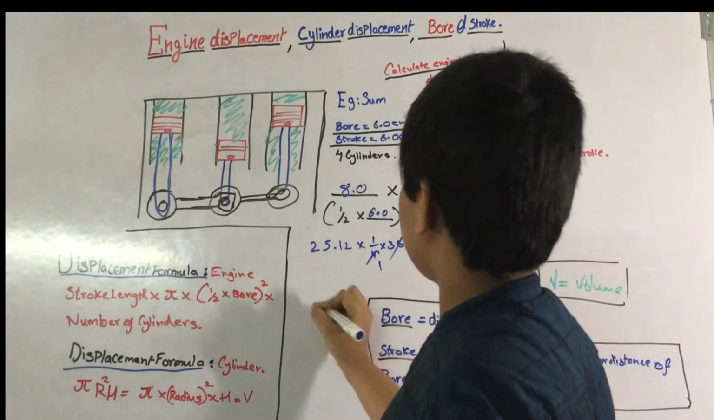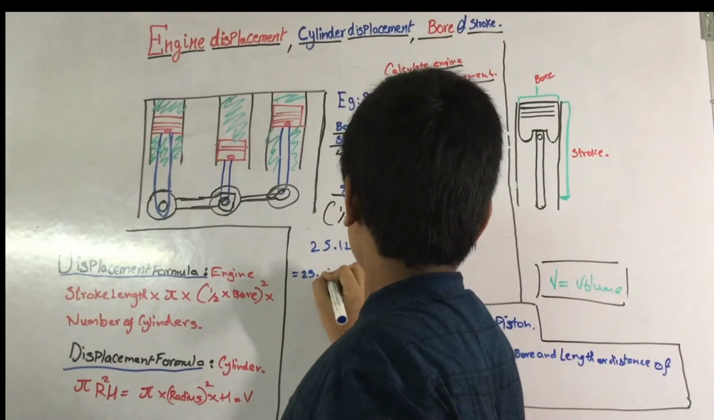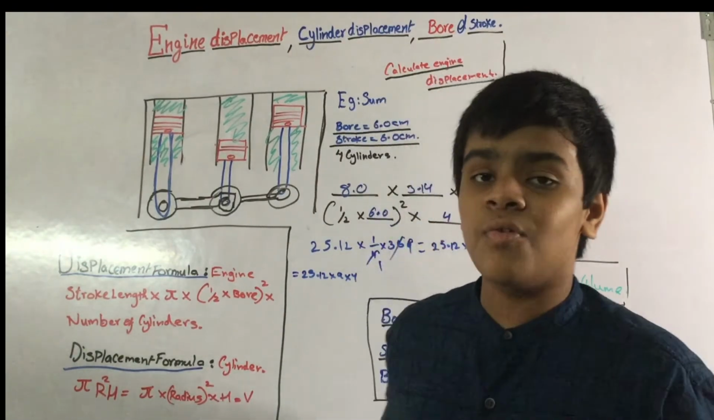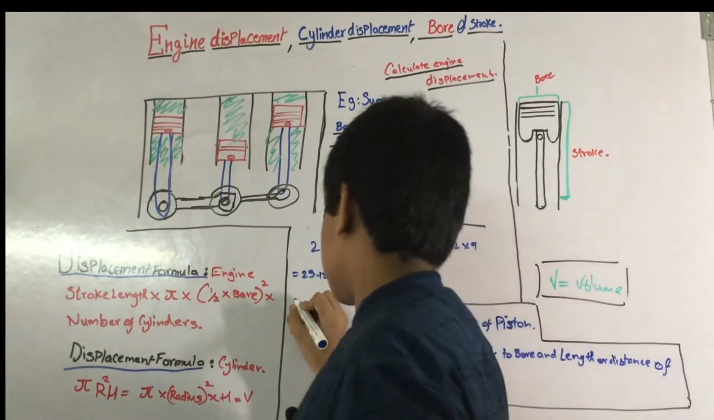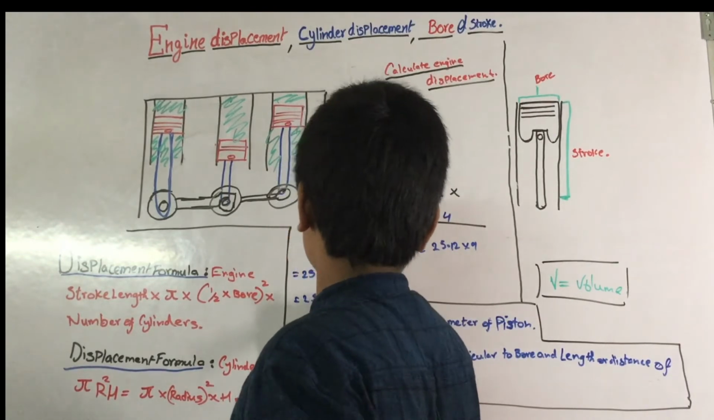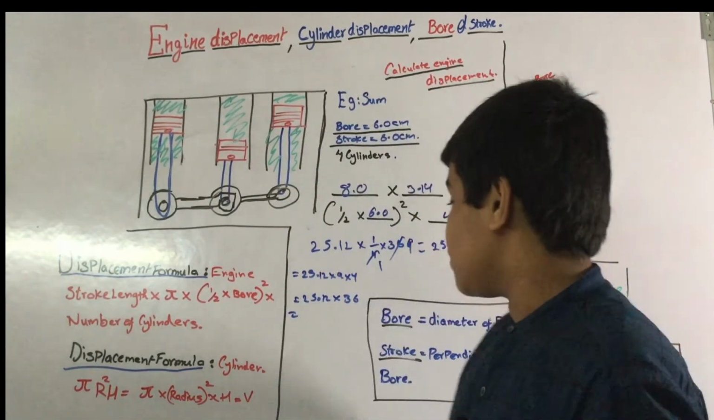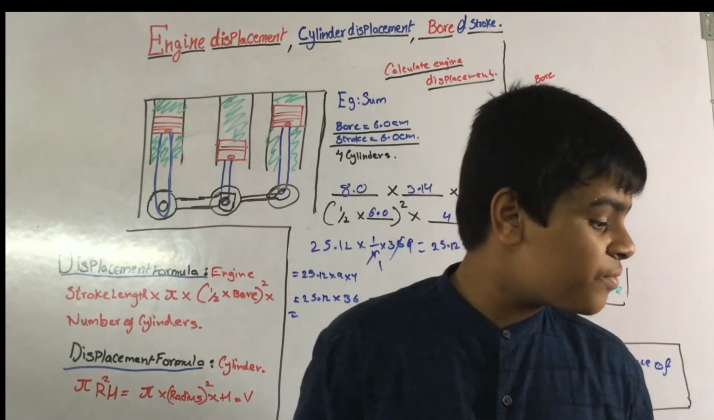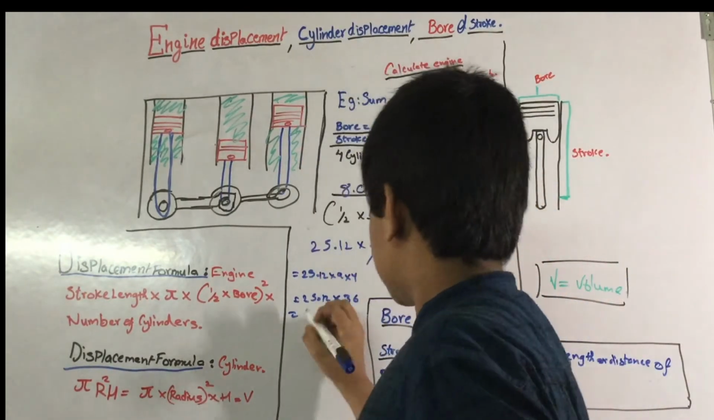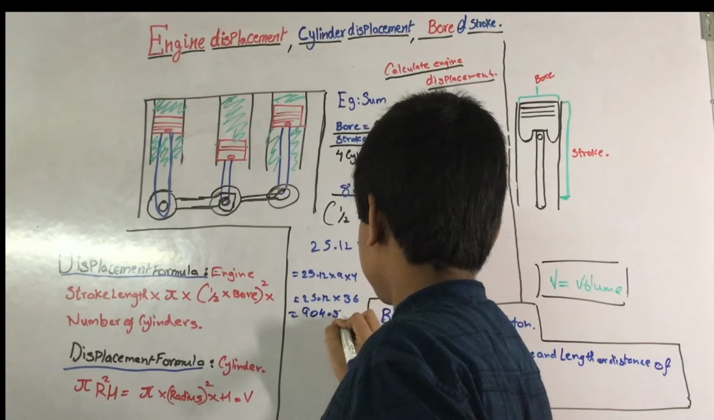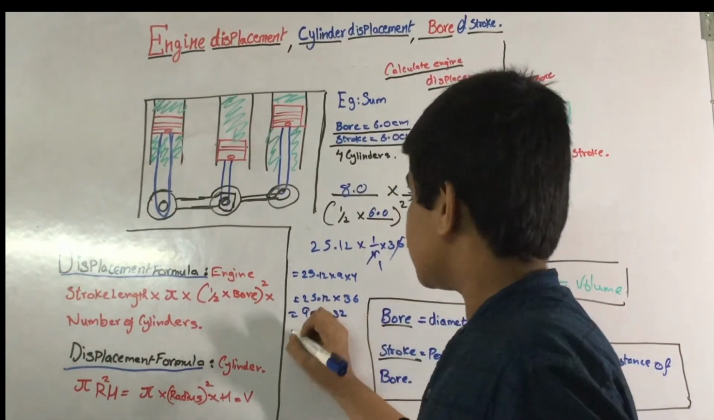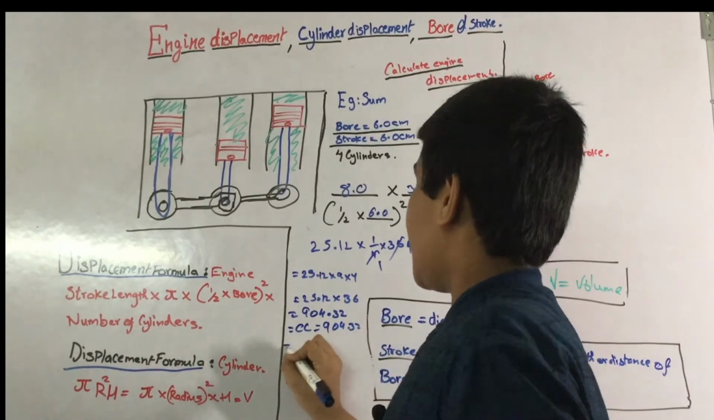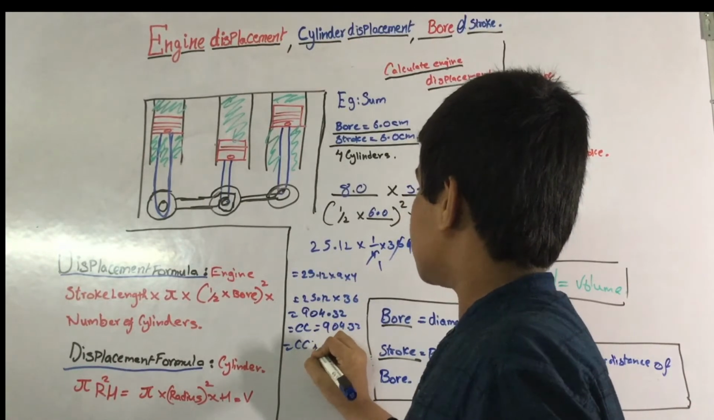25.12 into 9. I'll just write over here once again. So it is equal to 25.12 into 9. First we'll do 9 times 4, which is 36, but we already reduced it, so 25.12 into 36. That's it. 25.12 into 36 is around 902, I think. I'm sorry, it's 904.32. So great. The CC is equal to 904.32, and you turn CC into liters. That's how you get it.